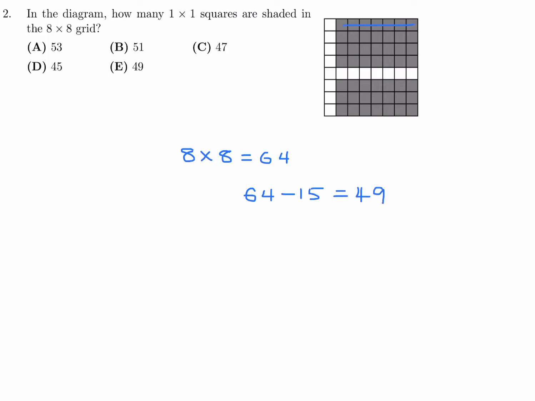There's also, these are all 7s, right? So it's 7 times 7 that are shaded, so 49. Either way, you get 49. So number 2, the answer is E.